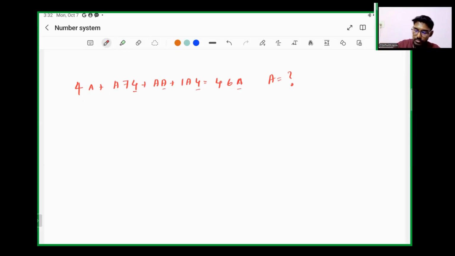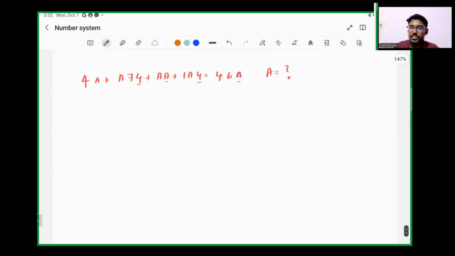Okay. So what we need to do is we are just using place values here. 4a means it's a 2-digit number. So you can write 4a as 4 into 10 plus a into 1. Now a74 is a 3-digit number. So a is in 100th place here. So you can write it as 100 into a, or 100a, plus 7 into 10, that is 70, plus 4 into 1.